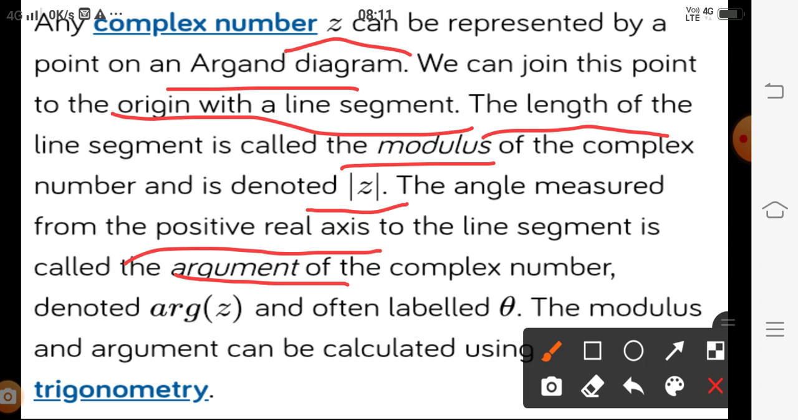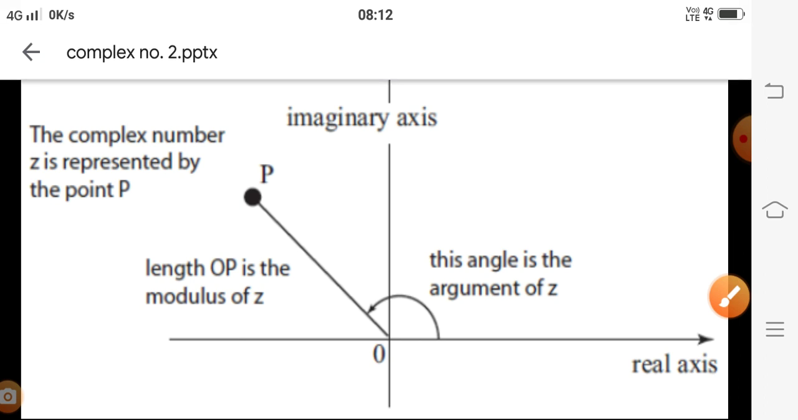For learning about the polar form, we have to go through the concept of the modulus and the argument. The modulus we get as mod z, and we find that in this presentation. The argument is the angle made with the positive direction of the x-axis. We represent the argument as arg z, and we represent it by theta. The modulus and argument can be calculated using trigonometric ratios, which we are going to find in this presentation.